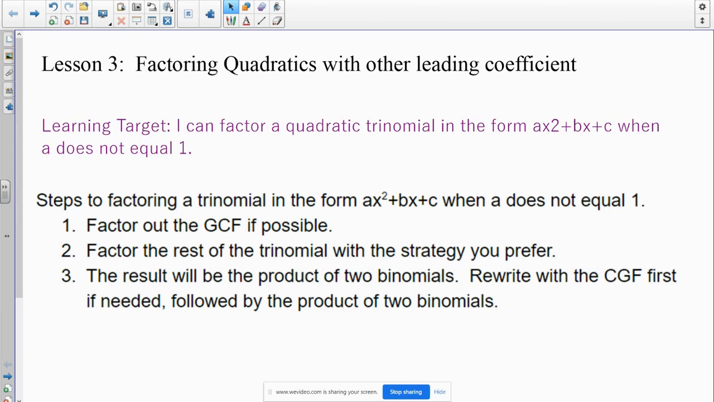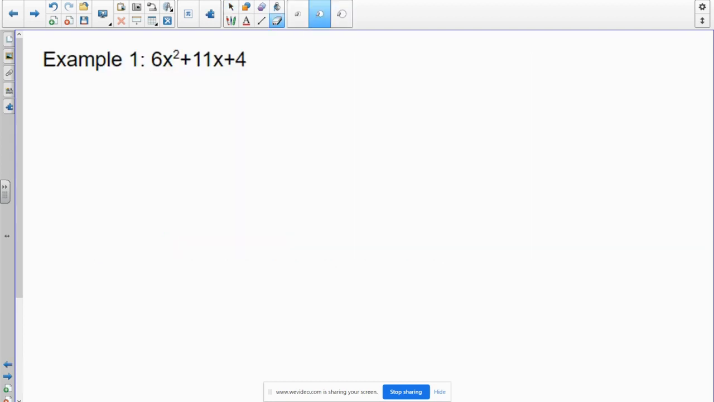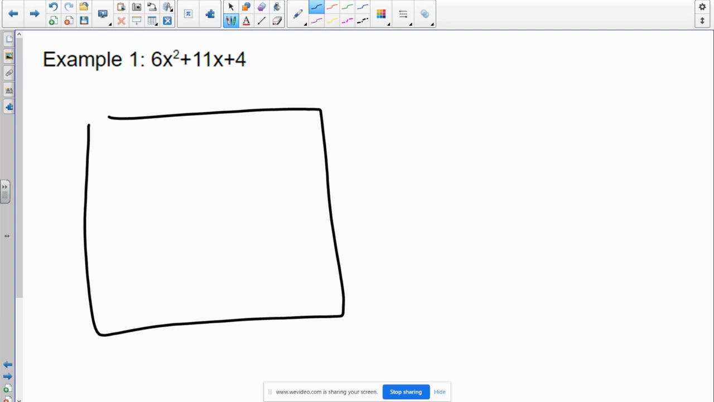Look at this first example here, and I'm going to use the area model, the box model first, just to show you. Some of you may have used this model. Some of you are like, I don't like it. That's kind of up to you. So first of all, I notice there's no greatest common factor I can take out. With 6, 11, and 4, the greatest common factor is 1, which mathematically isn't going to do anything, and there isn't a variable. So I can skip that first step.